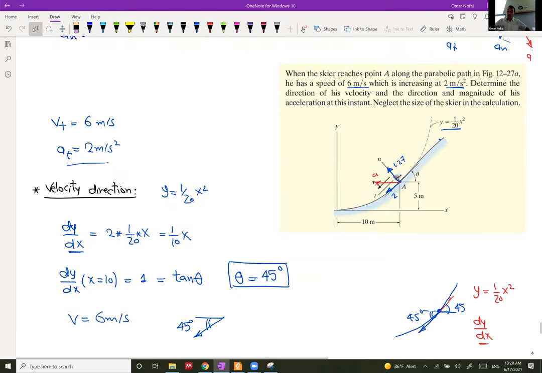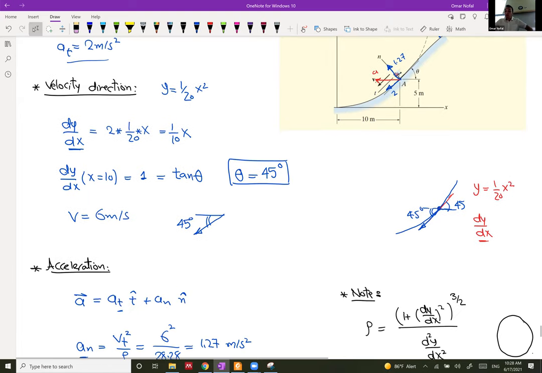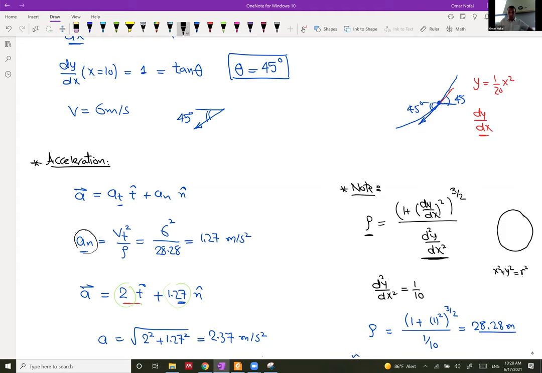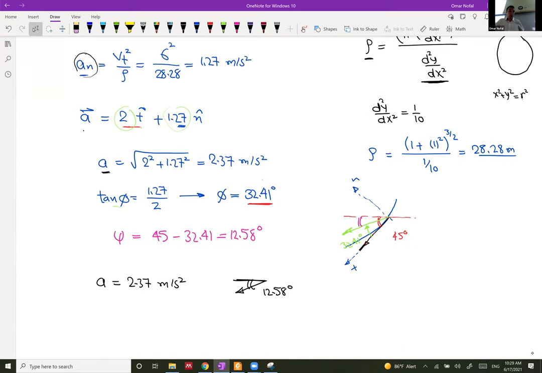So basically we differentiate, we get dy/dx to get the slope or the direction of the tangential velocity, and then we use this equation to get the radius of curvature, and we use the tangent velocity along with the radius of curvature to calculate the magnitude of the normal acceleration. Then we put the acceleration vector in terms of tangential acceleration and normal acceleration to get the magnitude, and then we get the direction. So this is how solving this problem looks like.